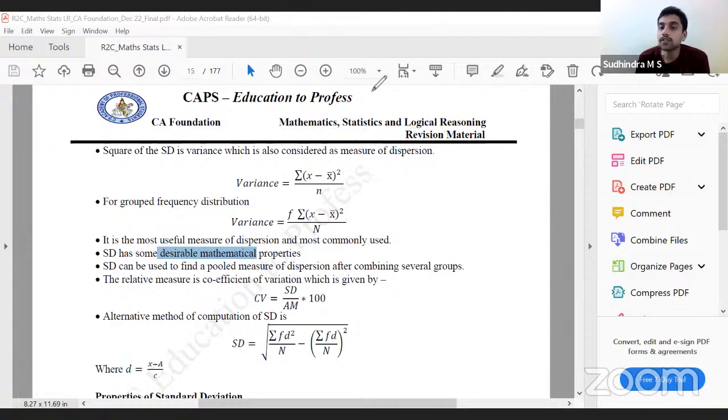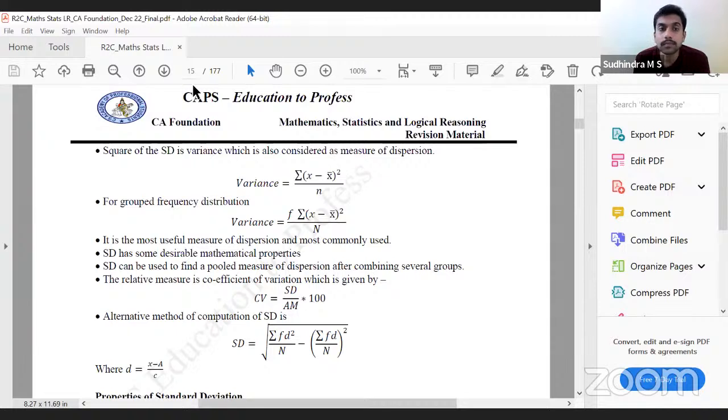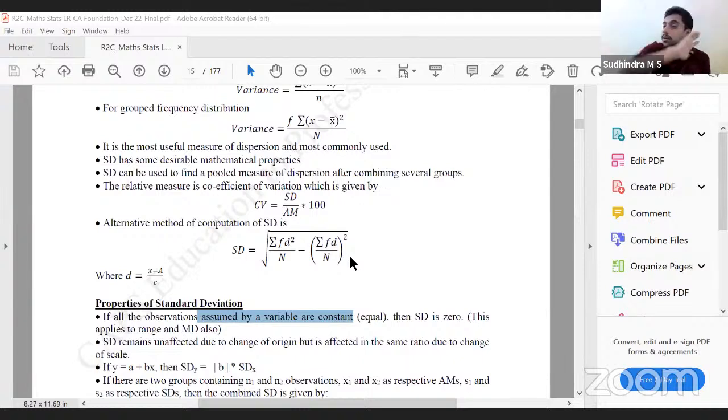Okay, so for large values of x, we can still use this alternative formula. If all the observations are equal, then what is standard deviation? The value is 0. There is no deviation at all. So if all the observations are equal, standard deviation is 0. This holds good for range and mean deviation also.